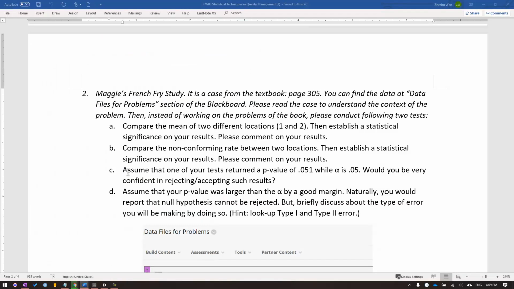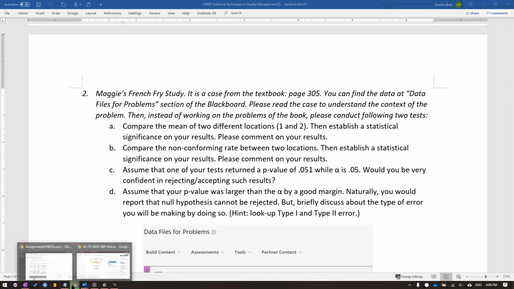So here the second homework goes like the Maggie's French fries study. If you look at your textbook page number 3, there's the original problem description. It's basically somebody trying to study this French fries restaurant by drawing a sample. This person is studying 2 different locations. So the first question is: compare the mean of two different locations, 1 and 2. Then establish a statistical significance on your results. Please comment on your results. So this is basically letting you compare the mean of 2 different locations.